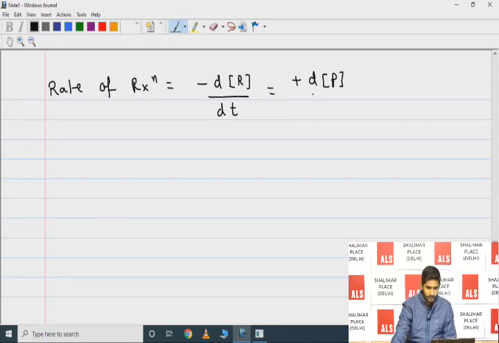Can I say that? Is it true? Guys, now stop writing, just look at your screen and try to understand. Can I say that? Is it true that rate of reaction should be equal to minus dR by dt is equal to dP by dt? Will it be true? Okay, obviously this is true. Yes, this is true. Why?